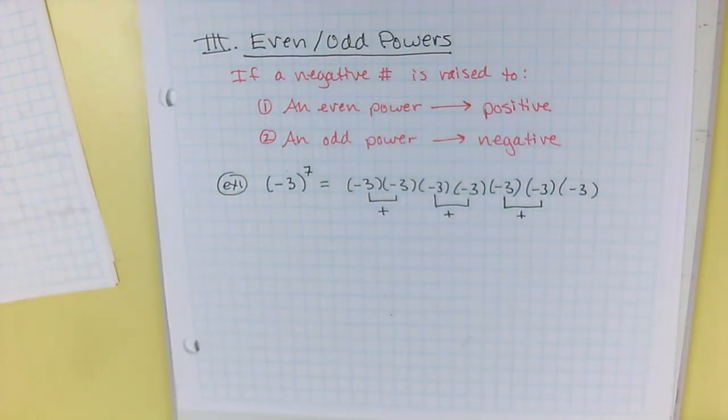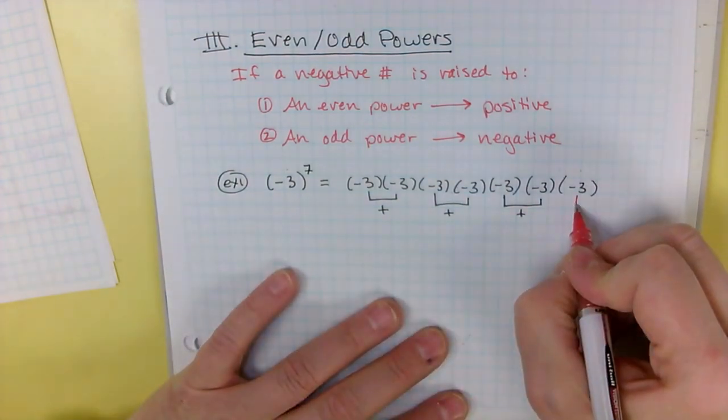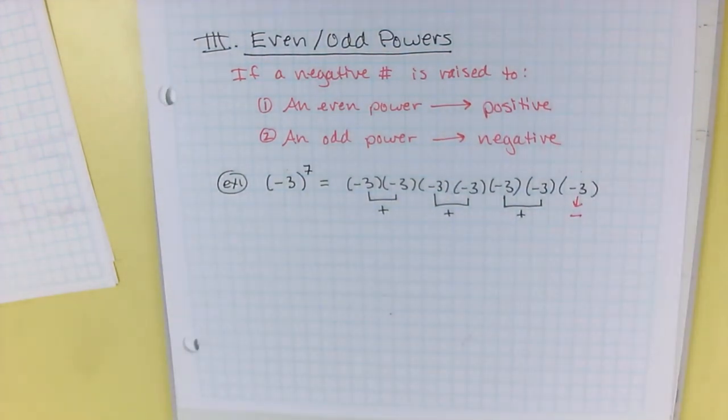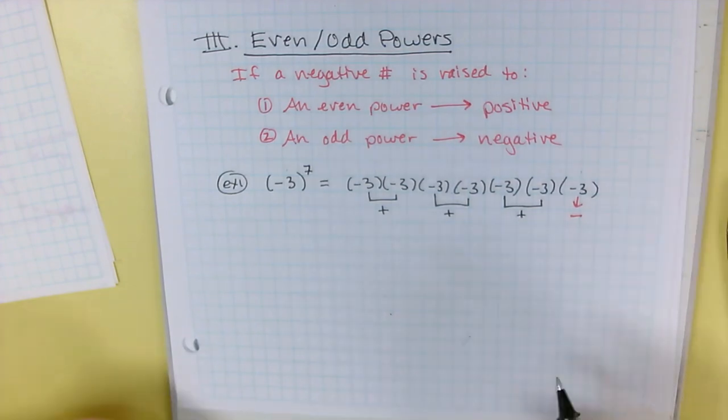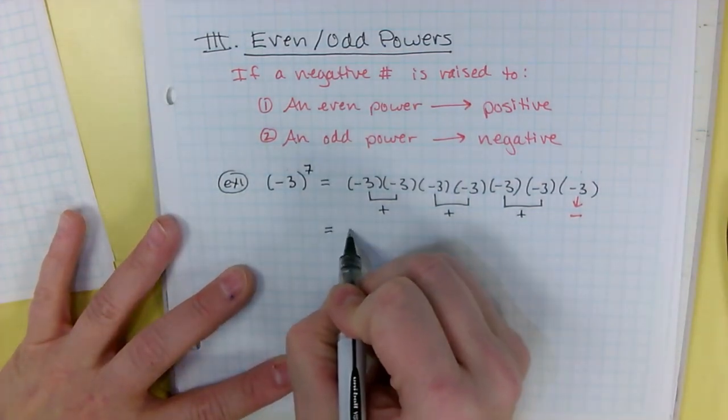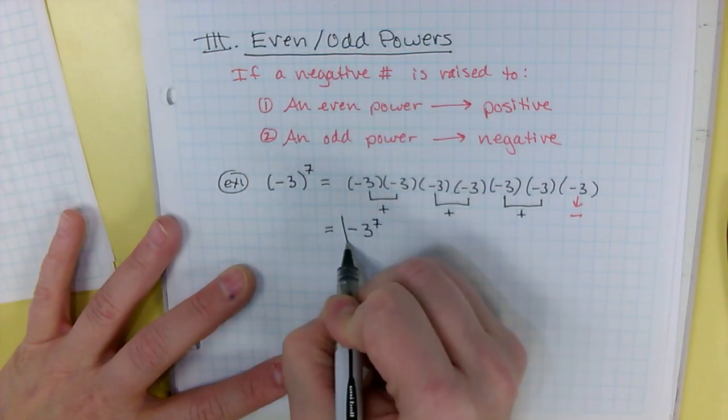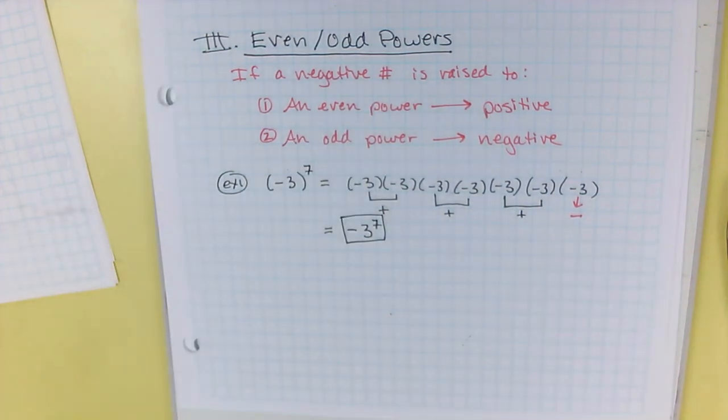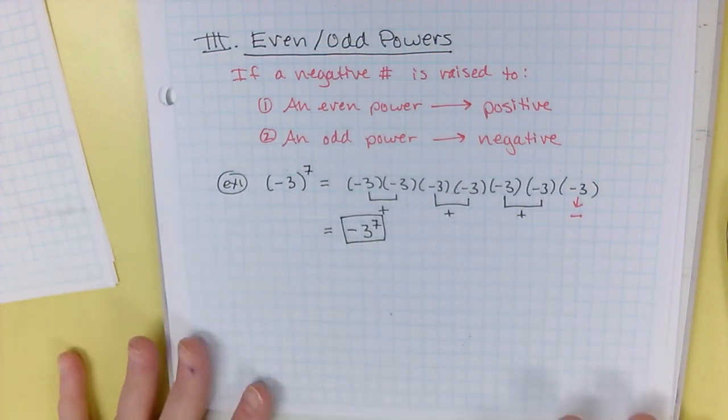But because it's odd, in the end, you're always multiplying by a negative that doesn't have a partner, which is why it will be a negative 3 to the power of 7. You can pull that negative out of the parentheses and stick it out front.